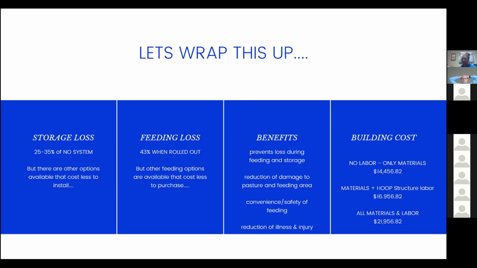However, over here at our building costs, this is not a cheap system to put in place. We're not going to be able to pay for it in a year with the savings of the hay loss. There are other options available that do cost less to install, and there are other feeding options that are available that are much less to purchase. So it comes into looking at what is best for your farm. Do you want a short, quick savings? Do you want to save the money over a long time?